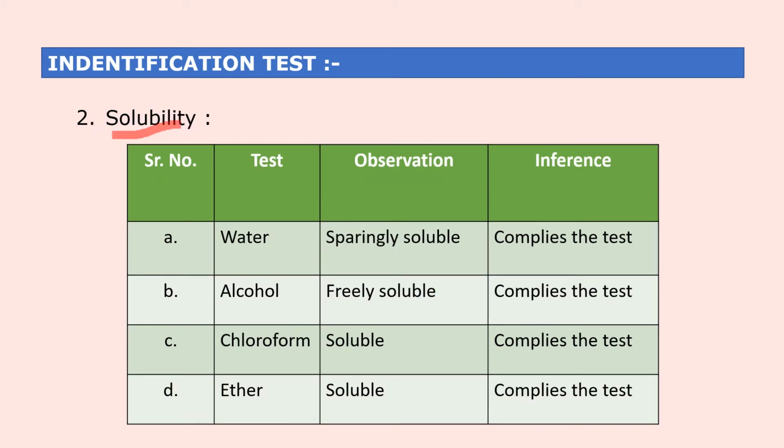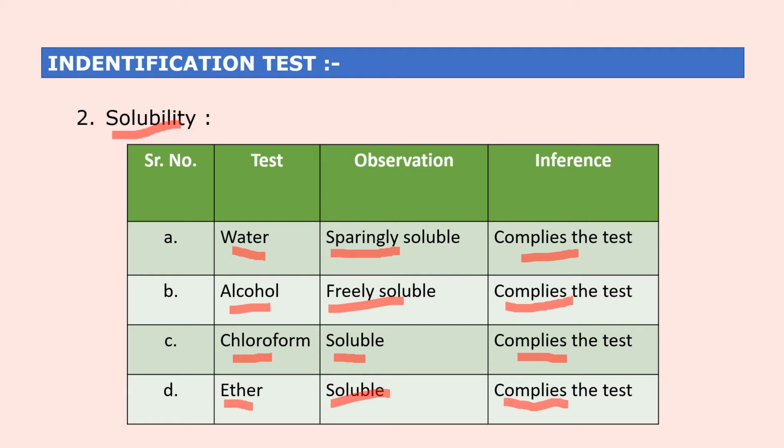Second one, that is solubility. Water, sparingly soluble as per IP, complies the test. Alcohol, freely soluble, complies the test as per IP. Chloroform, it is soluble, hence complies the test. Ether, soluble, complies the test as per IP.